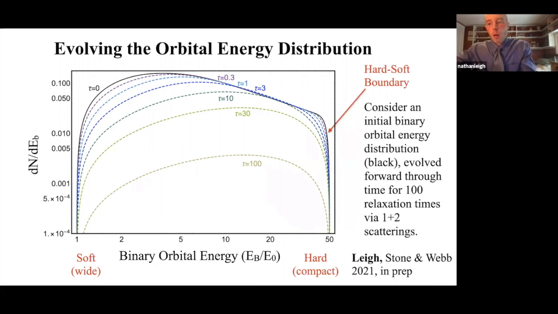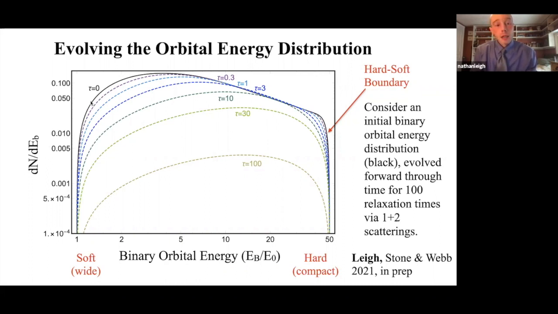Starting with our one-zone model, we can integrate analytically over our diffusion equation for a period of 100 relaxation times, shown at different times via the colored dashed lines. The x-axis shows the final binary energy post-interaction, normalized by the total interaction energy. The y-axis shows the fraction of binaries in each bin in orbital energy, and this is exactly equivalent to the function we derived, f of E_B, in Stone and Leigh.